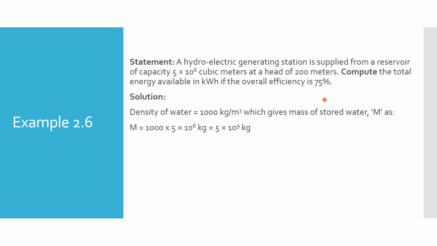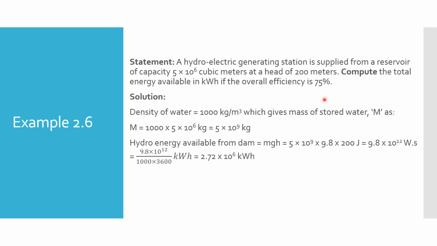Now you can use the formula mgh to see how much energy is inside the stored water. The hydro energy available from the dam is mgh, and that is 5 × 10^9, g is 9.8, and h is 200. That will give you energy in joules or watt seconds. So the energy in watt seconds is 9.8 × 10^12 watt seconds.